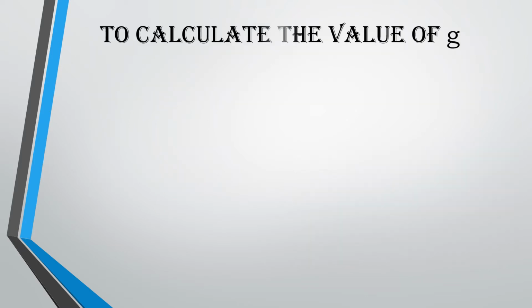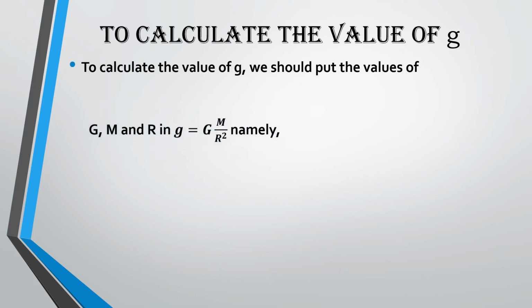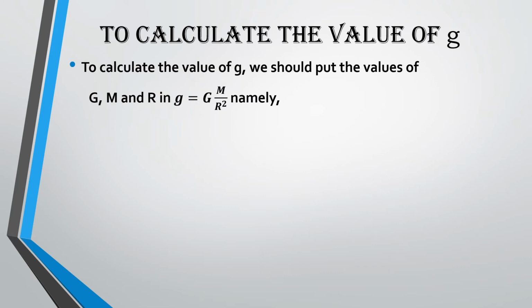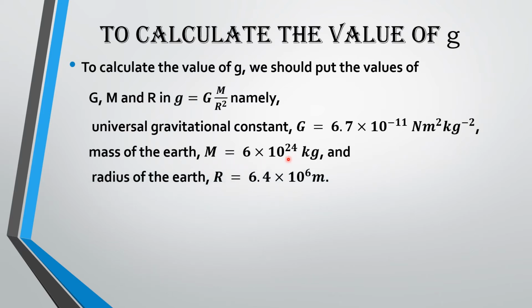Now let's see how we will calculate the value of g. To calculate the value of g, we put the values of capital G, capital M and capital R in g is equal to GM upon R square. Namely, the universal gravitational constant G is 6.7 into 10 to the power minus 11 Newton meter square per kg square, the mass of the earth is 6 into 10 to the power 24 kg, and the radius of the earth is 6.4 into 10 to the power 6 meter.